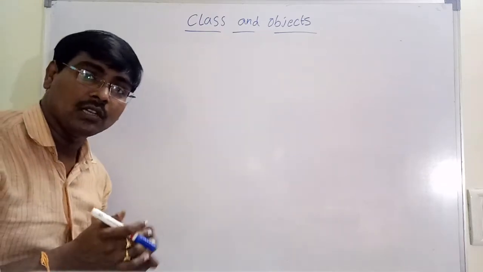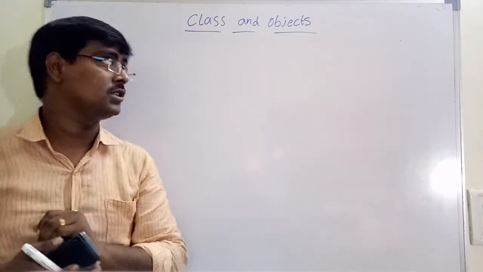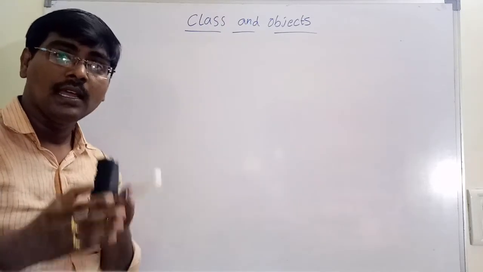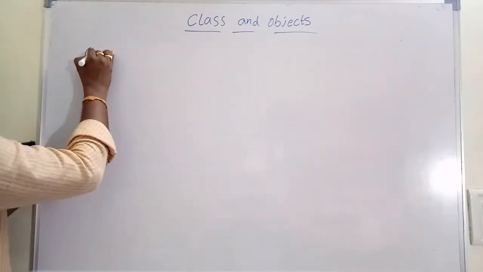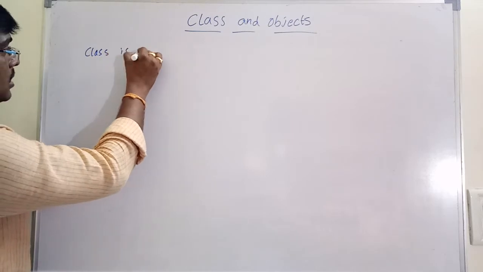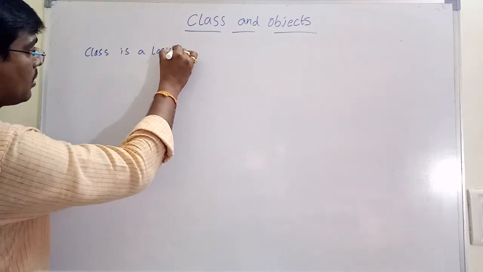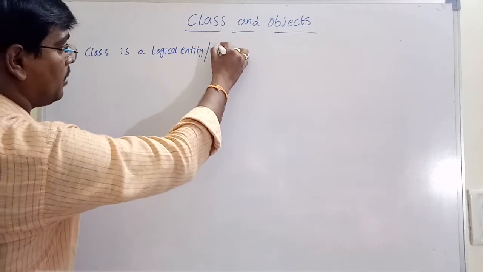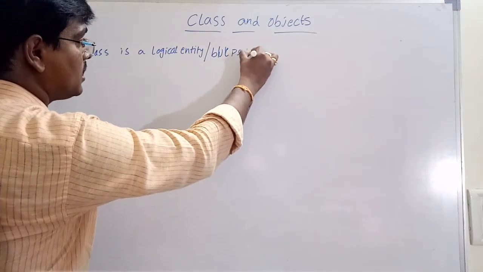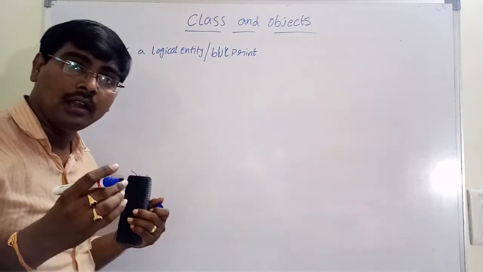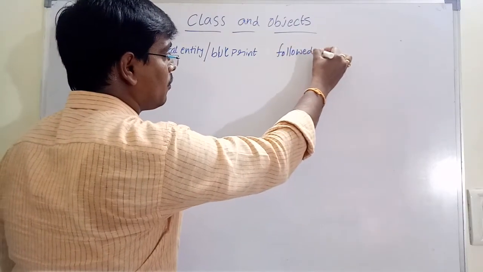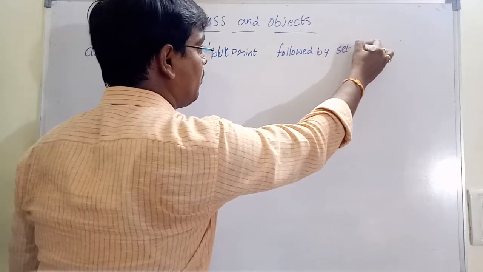In the previous session we had discussed object oriented principles. In that, the first two are class and object. What is a class? Class is a logical entity or a blueprint followed by a set of objects.